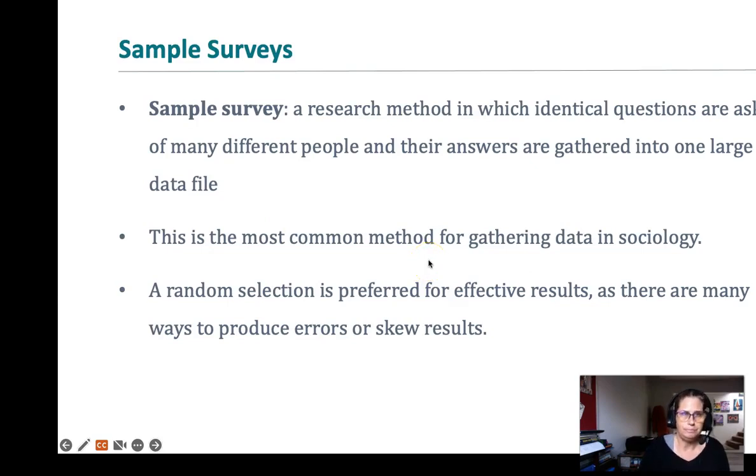All right, so how can we study families? Well, the easiest way is a survey, okay? So we have identical questions being asked to many different people, maybe in multiple languages, from multiple cities, multiple towns. That would be a really great way to get an unbiased sample. And it's the most common way to get that data in sociology.